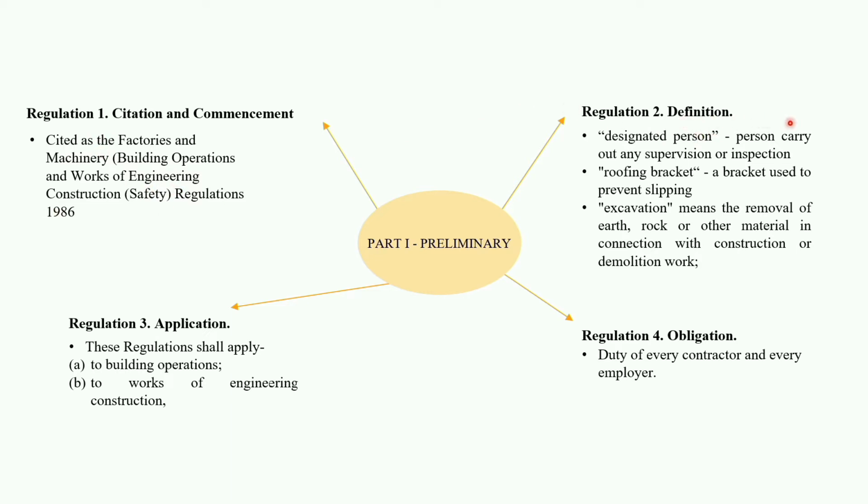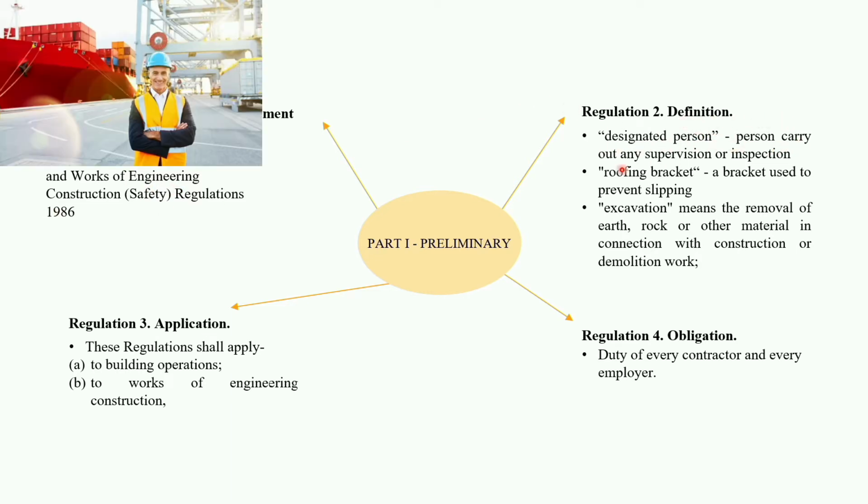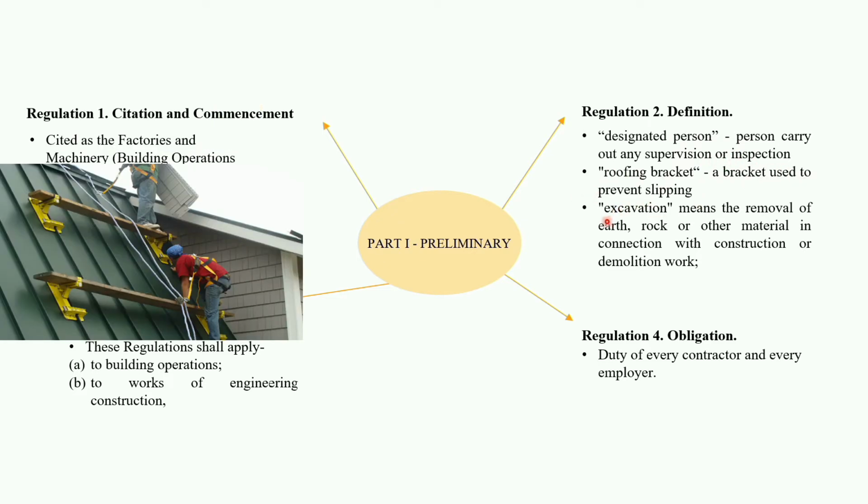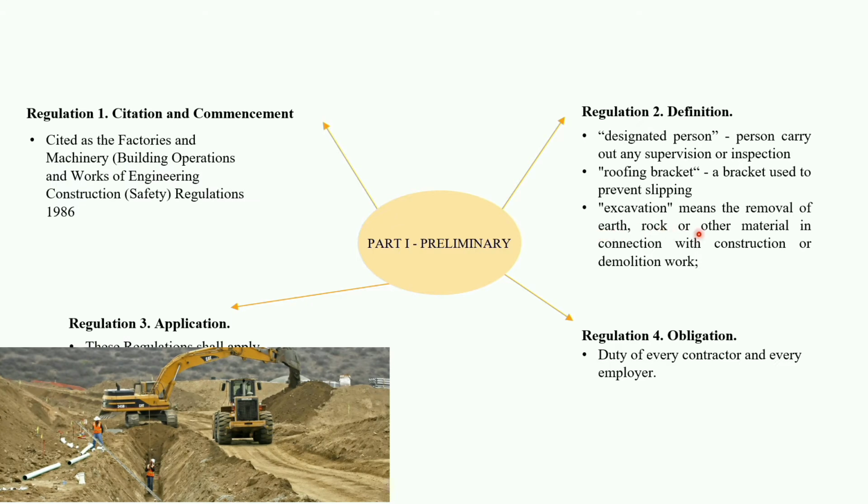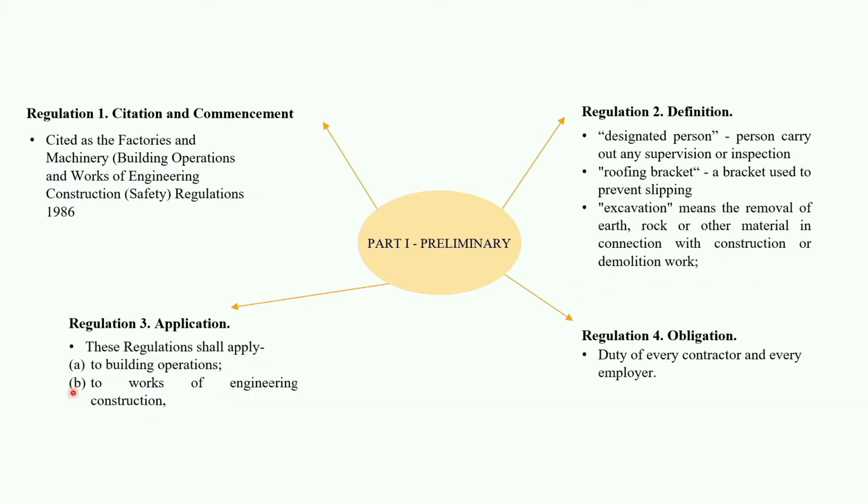Regulation 2, definition for professional terms. For example, designated person: carry out any supervision or inspection. Roofing bracket: a bracket used to prevent slipping. And excavation means the removal of earth, rock, or other material in connection with construction or demolition work. These regulations shall apply to building operations and to works of engineering construction. Lastly, this regulation is the duty of every contractor and every employer.